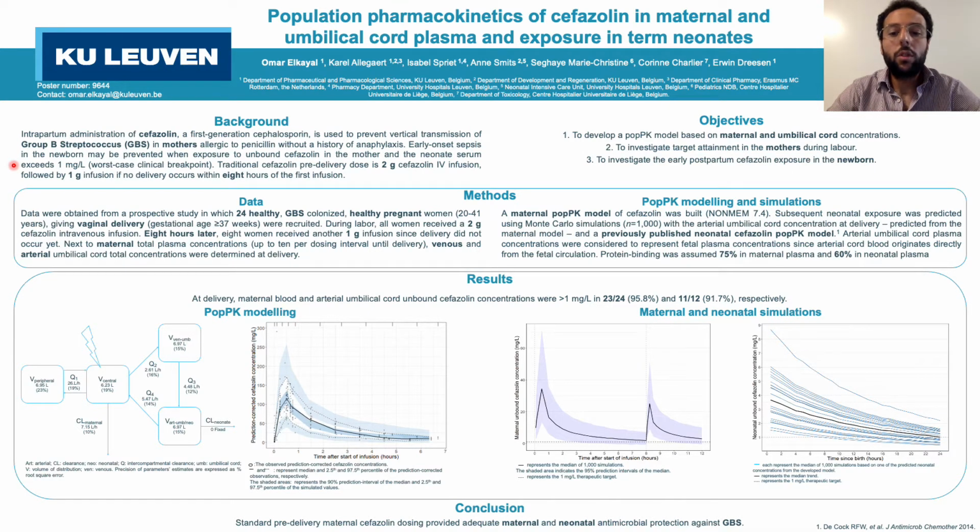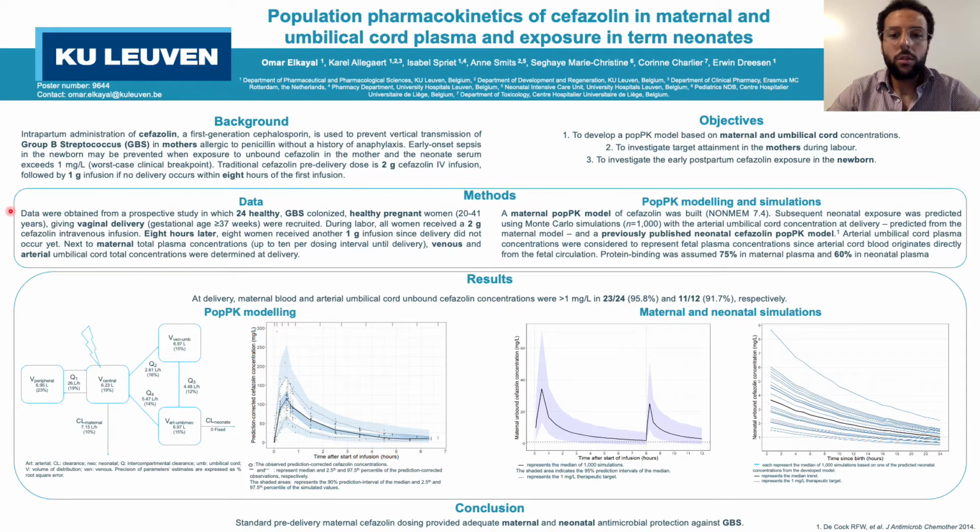The therapeutic target for cefazolin-susceptible GBS strains is 1 mg per liter for 60 to 70% of the dosing interval. The objectives of our study were to develop a PopPK model based on maternal and umbilical cord concentrations, to investigate target attainment in mothers during labor, and to investigate the early postpartum cefazolin exposure in the newborn.